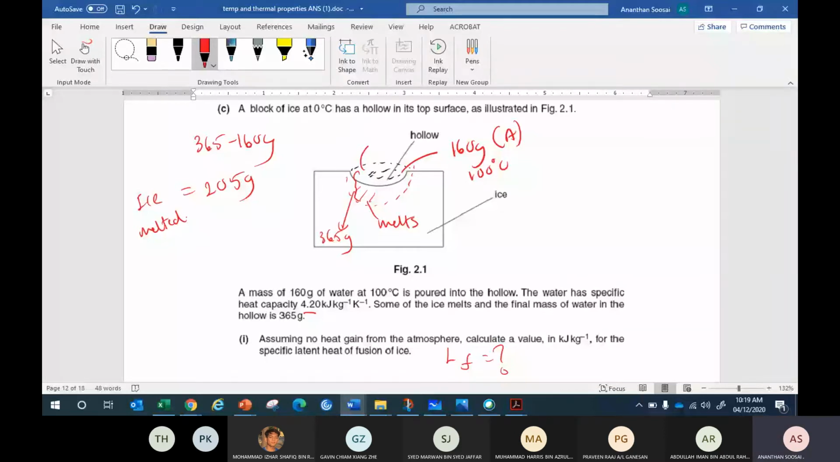So how do you do this? Energy lost equals energy gain. Who lost energy here? The water lost energy, because water is at high temperature, 100 degrees Celsius. And the energy gain is the ice.